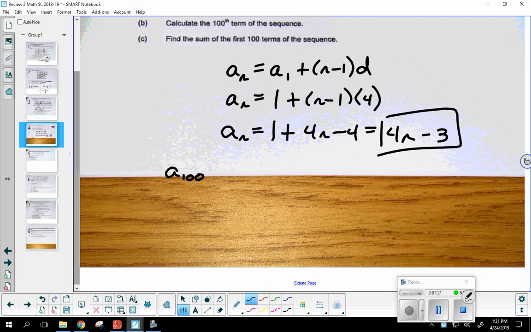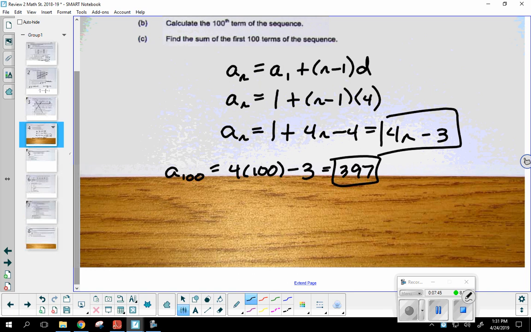All right, well, it's just substitution. 4n minus 3 becomes 4 times 100 minus 3, which would be what? 397. There we go. Now we want the sum of the first 100 terms of the sequence. And we just went over this very recently. In fact, the two formulas.